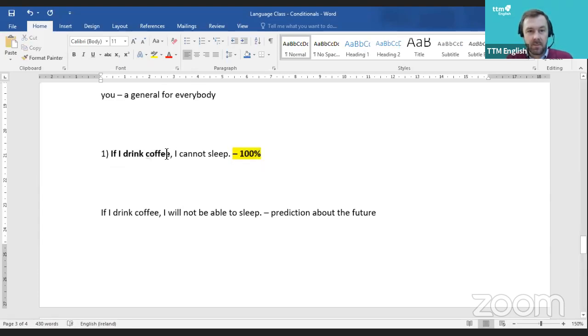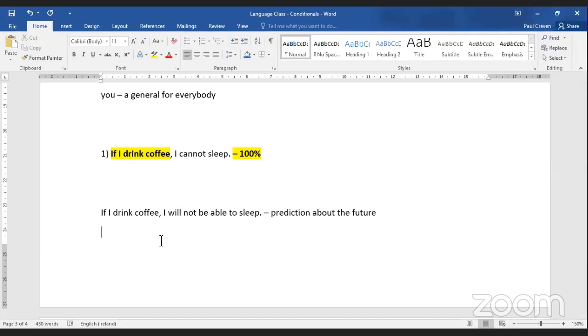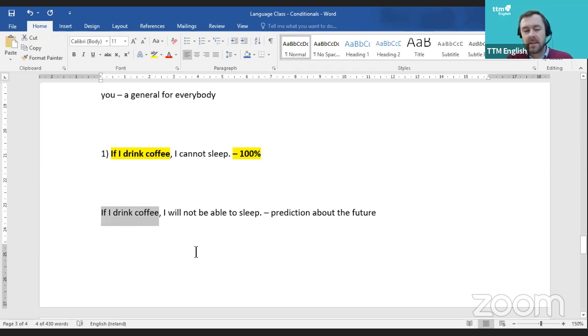Okay, let's make it yellow. This bit is 100% certain. But in this case, if I drink coffee, I will not be able to sleep. It's a prediction about the future. So am I actually drinking coffee in this example?